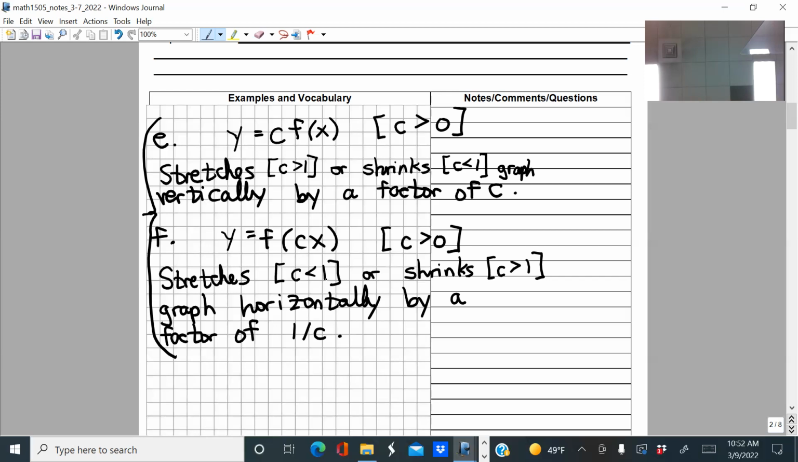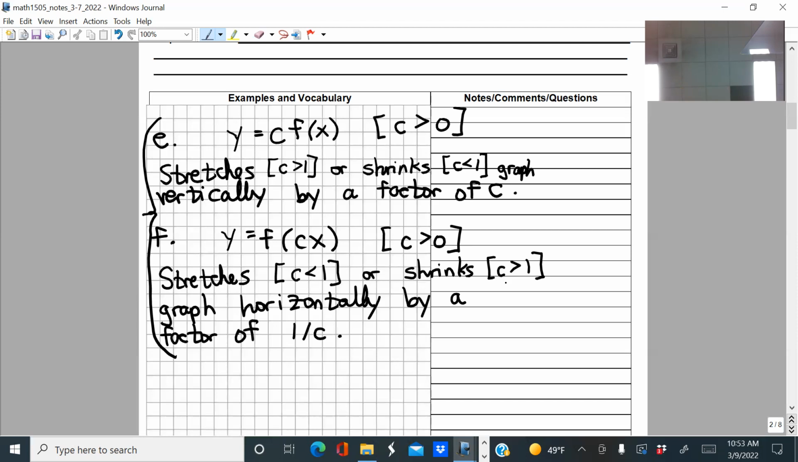So if the constant is less than 1, you're going to stretch the graph. So if the constant is, say, 1/2 or 1/4 or 3/4, something less than 1, you're stretching the graph horizontally. So you're pulling it apart. If it's a constant bigger than 1, you're shrinking the graph. So you're sort of taking it in, squeezing it. You see that? Less than 1 is stretching, bigger than 1 is shrinking.